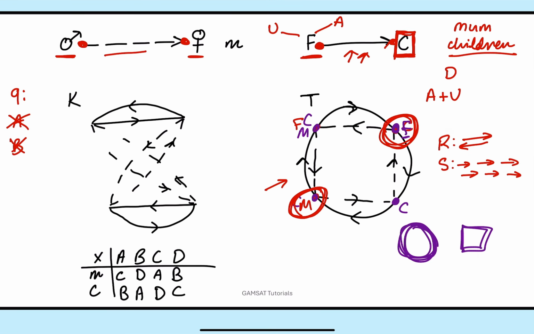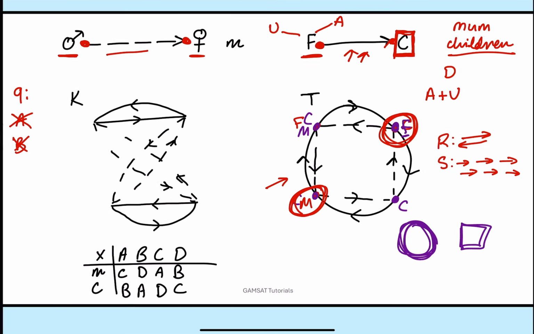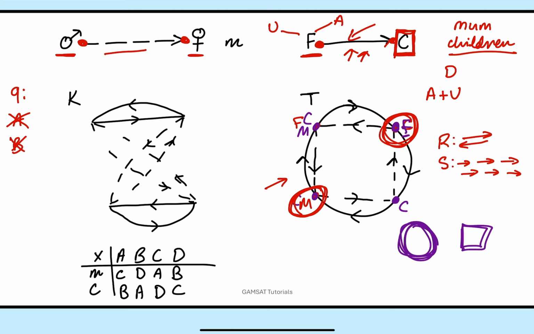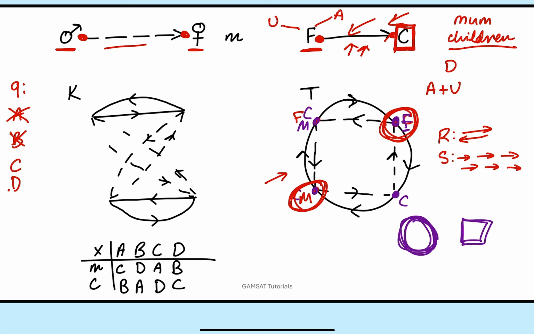C, children belong to a different clan to their father. Yep, that is correct because of the information that we're given. And then D, children belong to the same clan as their father. Well, that's wrong based on the information we're given. So therefore, the answer has to be C.